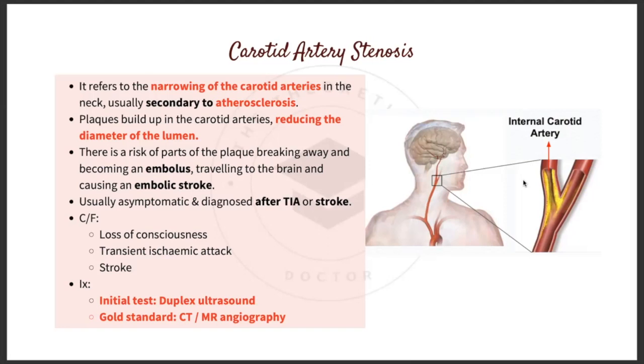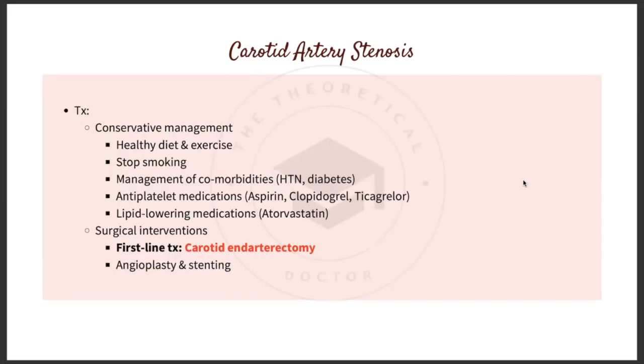So some clinical features: there may be loss of consciousness suddenly. The patient may have a transient ischemic attack or worse, stroke. The initial test would be duplex ultrasound, and the gold standard would be a CT or MR angiography. Now treatment. The first line treatment would be carotid endarterectomy. It is first line for most patients requiring surgical intervention. You may also consider angioplasty or stenting. This depends on the degree of the occlusion.